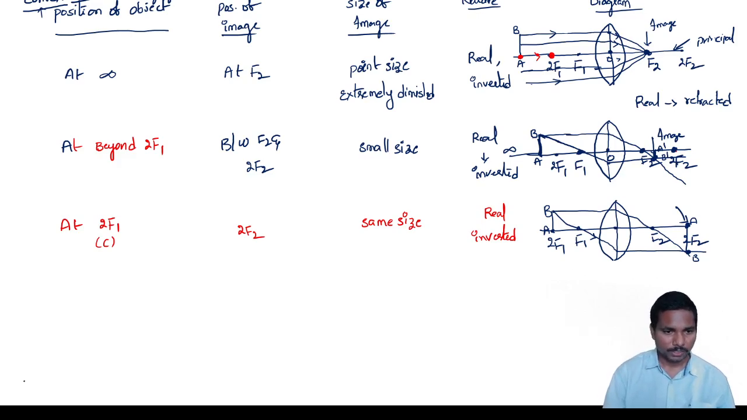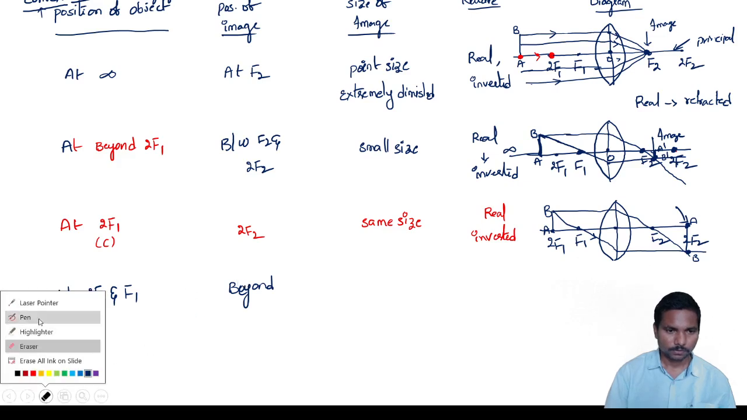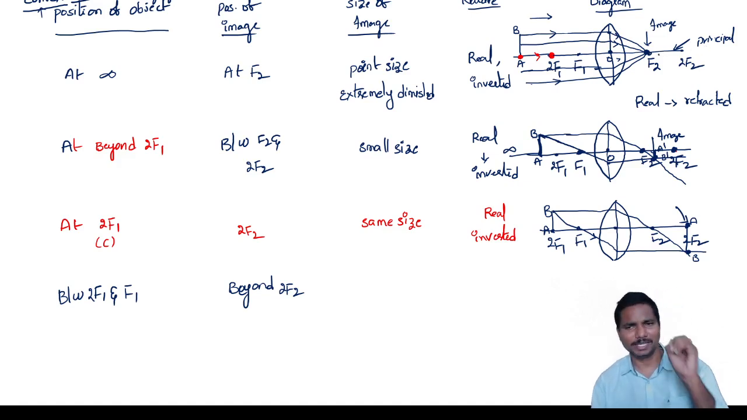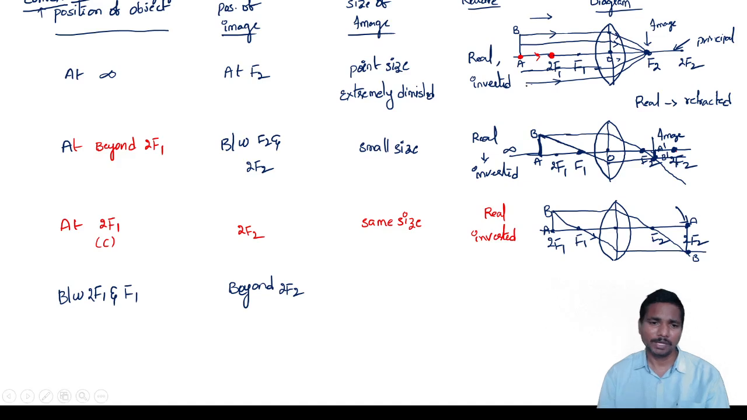Almost the same size. In the same way, if you go to the remaining positions, between 2F1 and F1, then you will get the image, same as in mirrors, beyond 2F2. That means whenever you come near to the lens, the image formation goes farther. Same concept as a mirror. In the mirror also, whenever the object comes near to the mirror, the image goes farther from the mirror. So here also, whenever the object is coming near to the lens, note down.